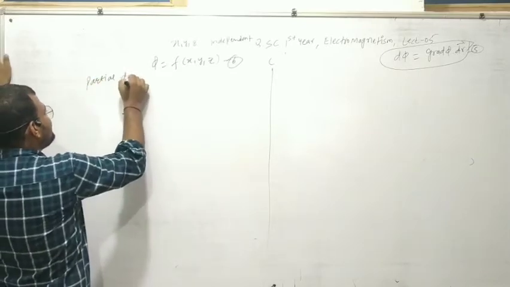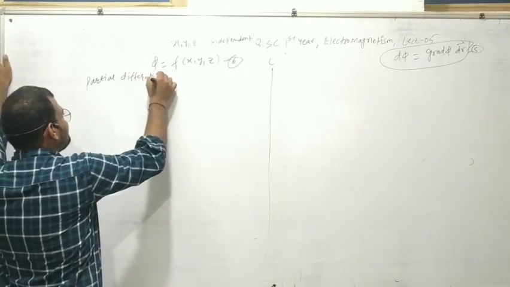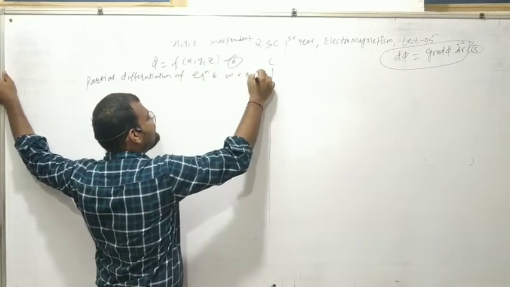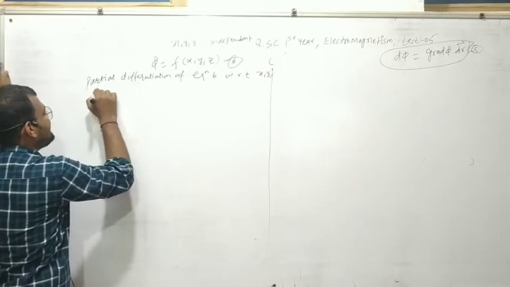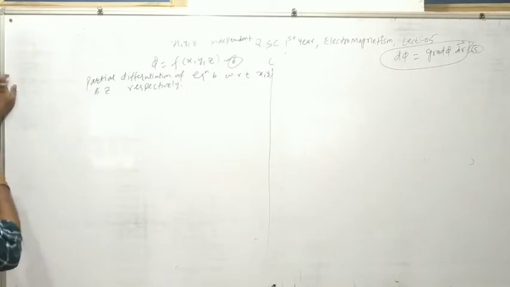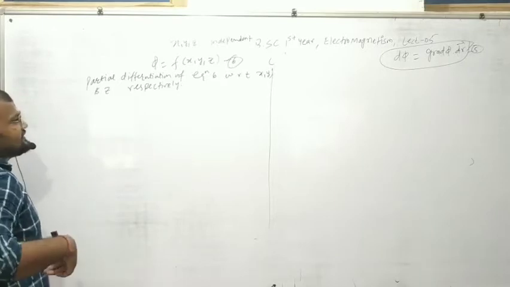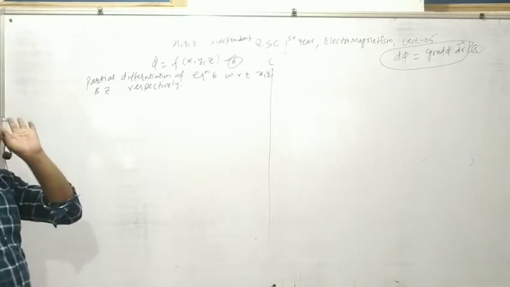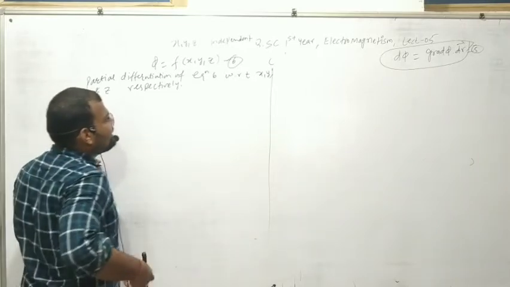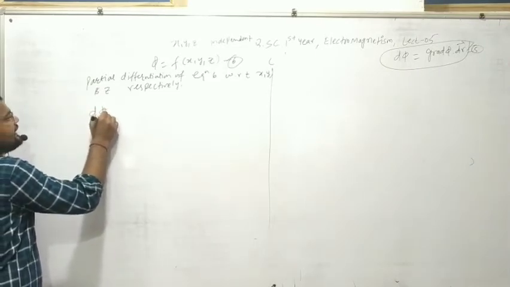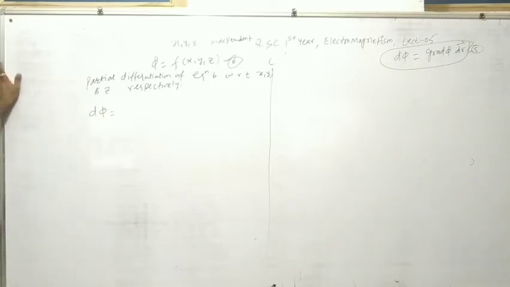Partial differentiation of equation 6 with respect to x, y and z respectively. I want to do the partial differentiation of phi with respect to x, y, z. So what will be the partial differentiation of phi? This will be d phi equal to, phi will be represented as d phi.